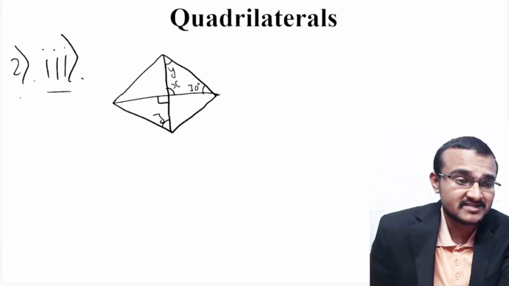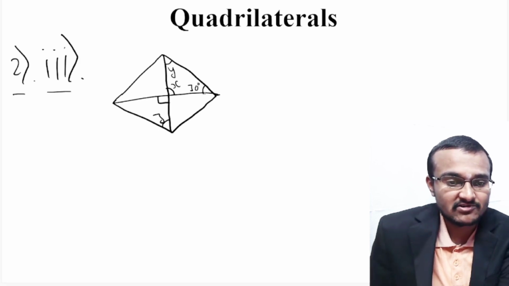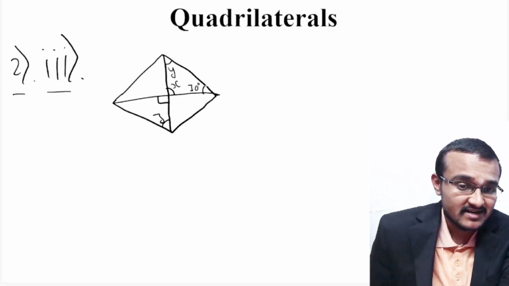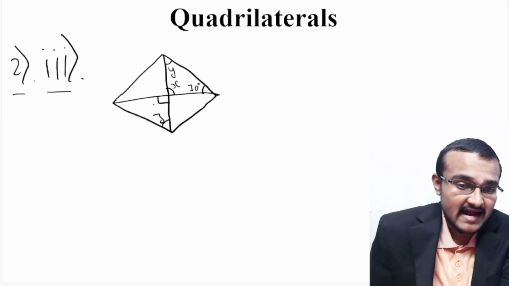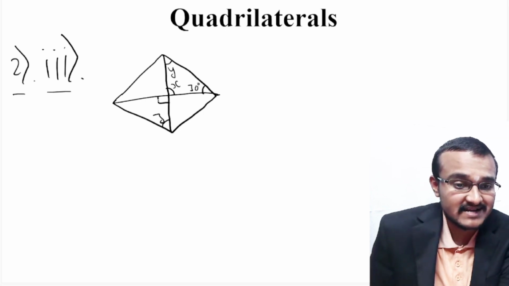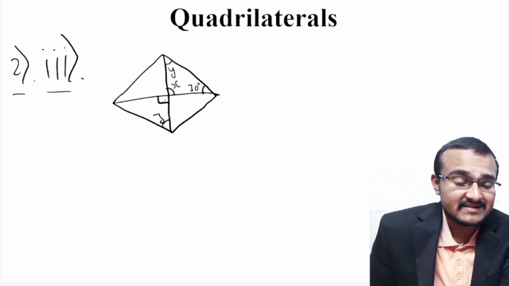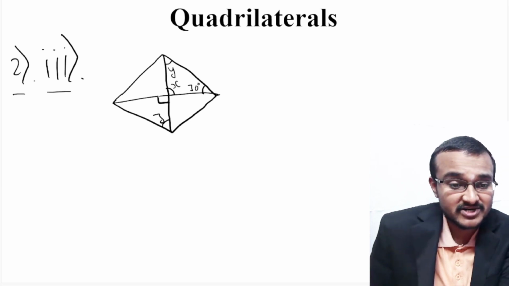Coming to the second question, you have been given this particular parallelogram. Here they have given this as 30 degree, this as X, this as Y and this as Z. Now we have to find X, Y, Z. And here they have given that the diagonals are bisecting each other in such a way that they are right angles to each other. So this particular angle is actually 90 degree.